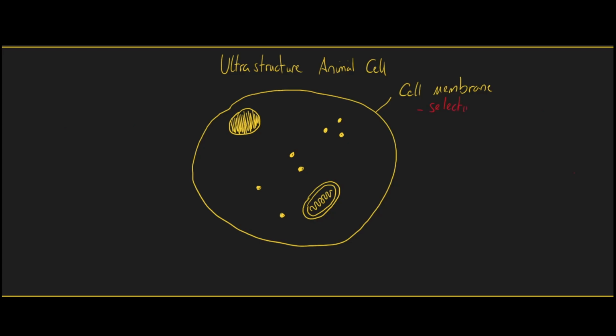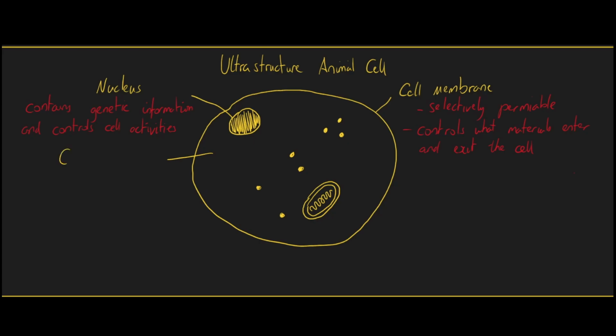Now, the cell membrane is the boundary between the outside and inside of the cell. It is selectively permeable. That means it only allows some molecules in and some molecules out, and it controls what materials enter and exit the cell, kind of like a security gate. The nucleus is the control center of the cell. This is where the cell's genetic information is stored, and it directs the cell's activities. The plural of nucleus is nuclei, and when you're asked questions, they can interchange between nucleus and nuclei.